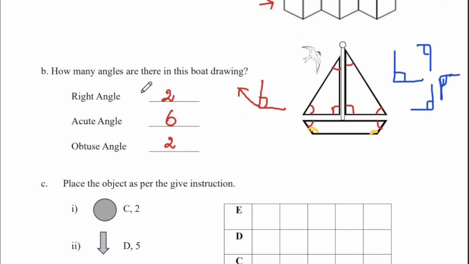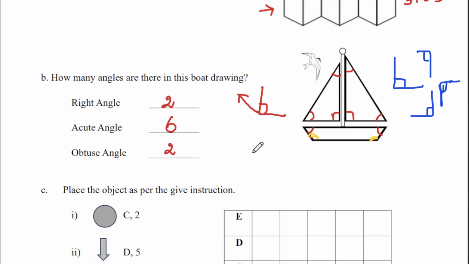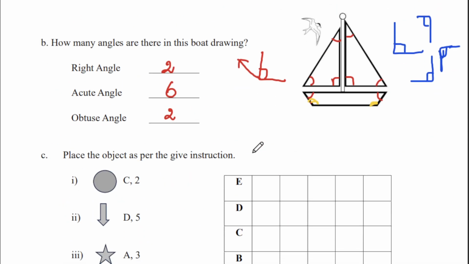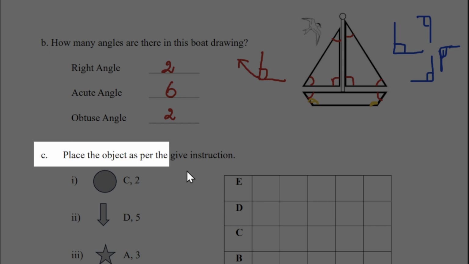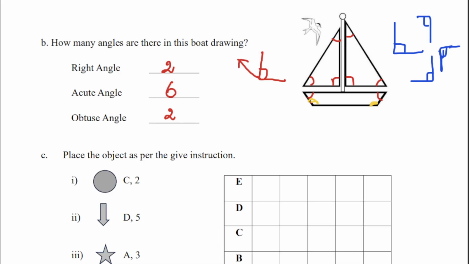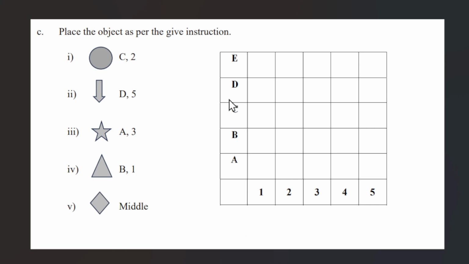Next. So we already saw how many angles are there in this board: right angle, acute angle, and obtuse angle. So next we have to place the object as per the given instruction. Give me 1 minute. I'm going to take a screenshot of this because the bottom is not visible. So 1 minute, students. I think it will be visible now. Yes.